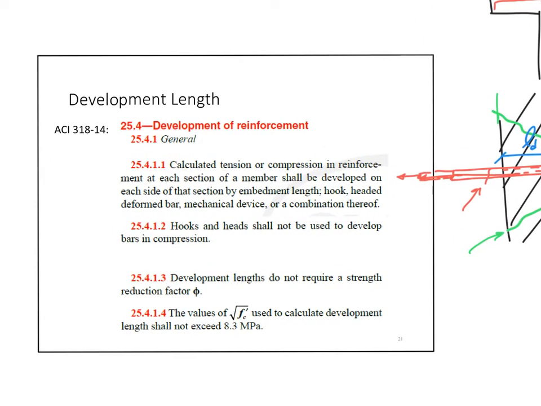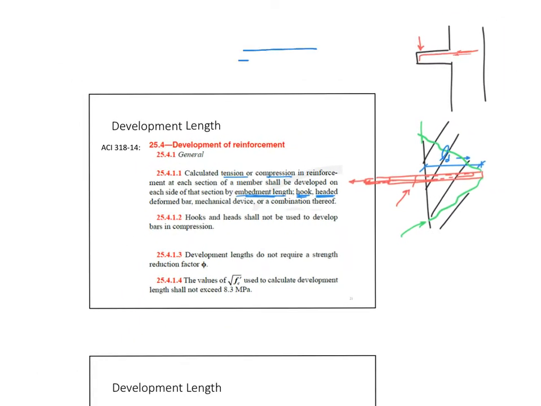The calculated tension or compression in reinforcement at each section of the member shall be developed on each side of that section by embedded length. So we have to have some embedment, or we can hook it or add heads. Heads like what? At the end of the bar, you would add some type of head, because this provides a lot of bearing on the concrete to avoid the pulling out of the bar. Headed or deformed bars, or mechanical devices, or a combination of all of those. So we have to develop it in a certain way to ensure that it will never slip out.